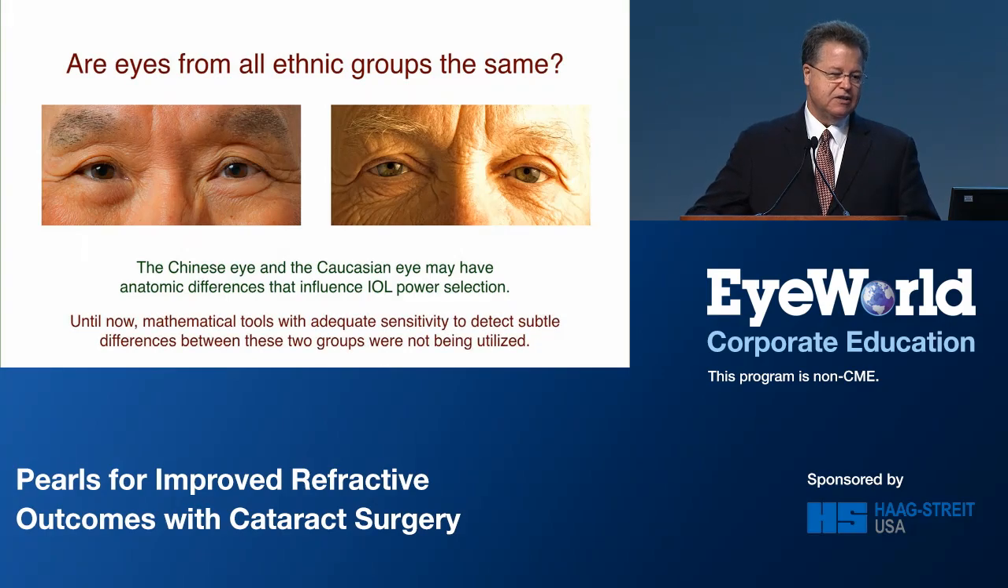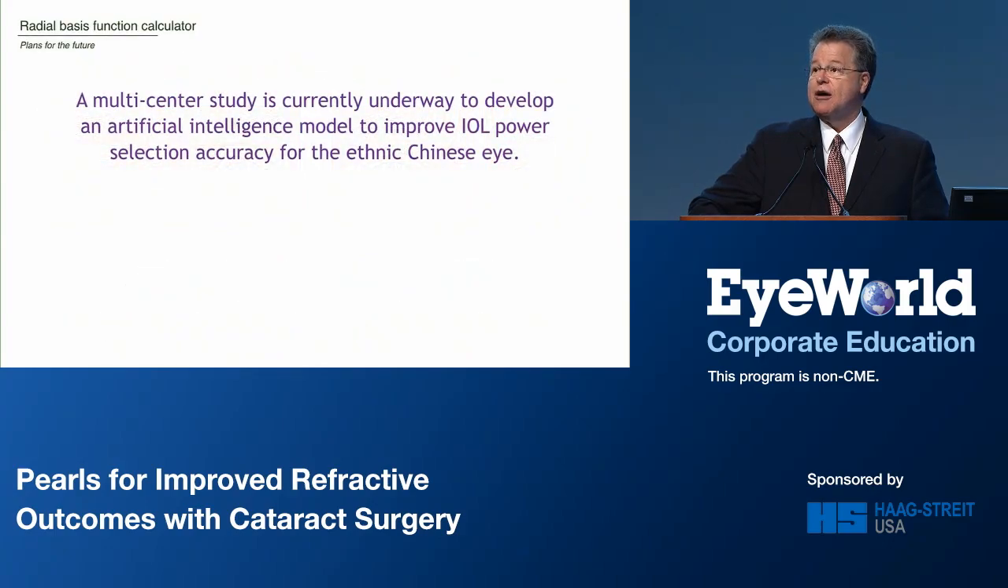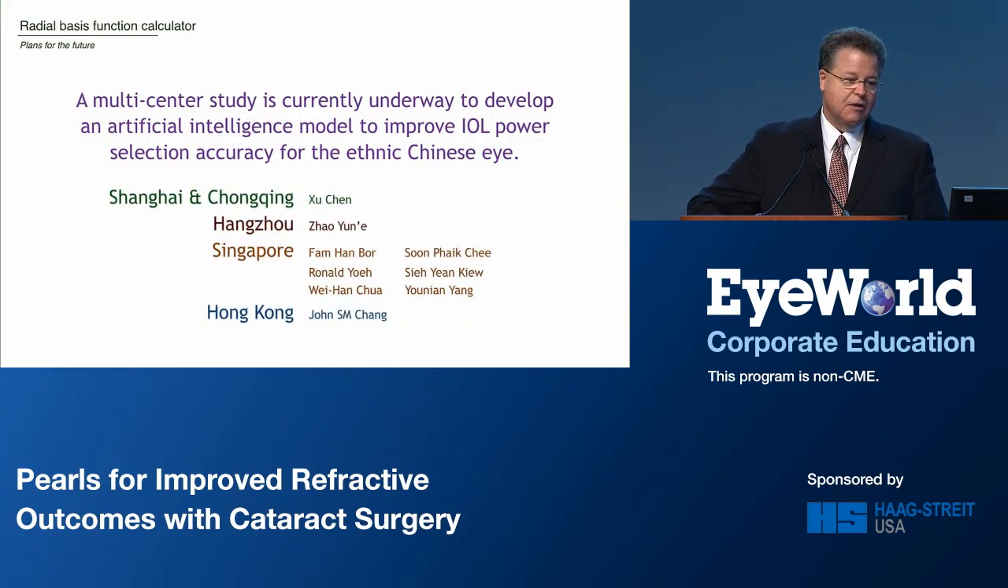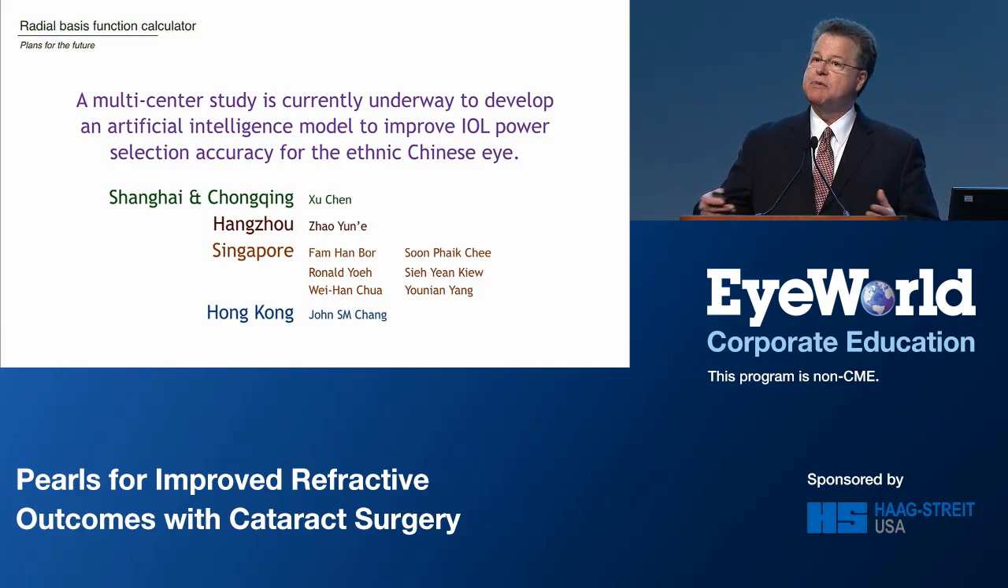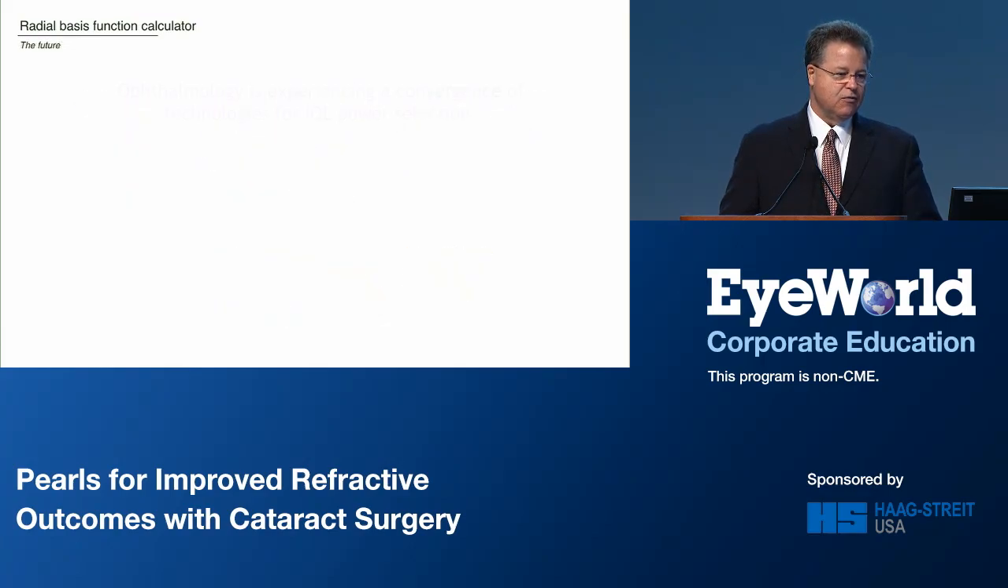So what we're starting to find is that we now have the mathematical tools to begin to tell differences. And the first group we're going to look at is the Chinese eyes, and trying to see if we can do a better job than the outcomes that are typical for Chinese ophthalmologists. These are some of the people who are participating at the Ayer Hospital Group, one of the largest hospital groups in the world. Very well-known ophthalmologists in Singapore, and Johnny Chang in Hong Kong, very well-known ophthalmologist there. So our next big project is going to be to take on the Chinese eye and see if we can create an artificial intelligence model that has the sensitivity to actually make a difference for a different ethnic group.